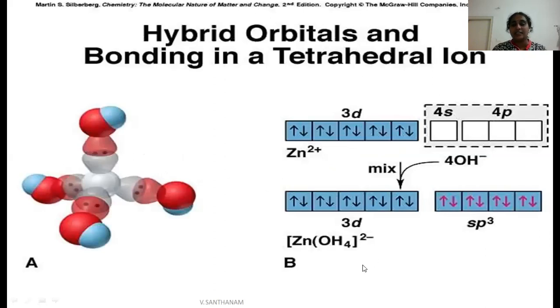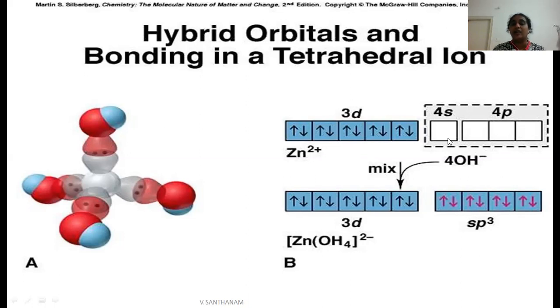Whereas in another example, zinc tetrahydroxide, the metal zinc is existing as zinc plus 2. The zinc electronic configuration is 3d10 4s2. Whenever zinc is existing as plus 2 in this complex, all the 3d10 remain, and 4s2 becomes empty, because when we remove the 2 electrons, it becomes empty. So these orbitals will be involved in hybridization and form the sp3 hybridization.